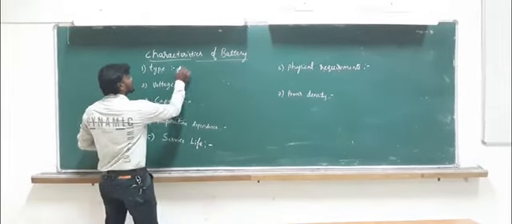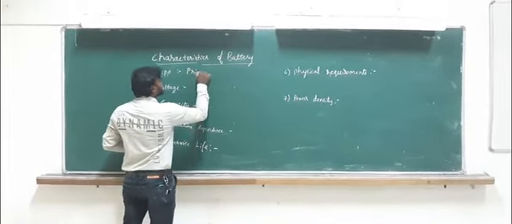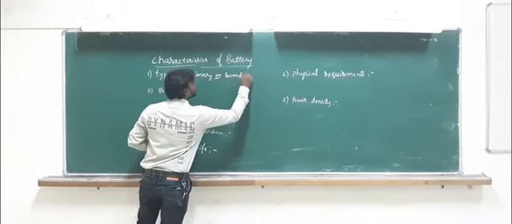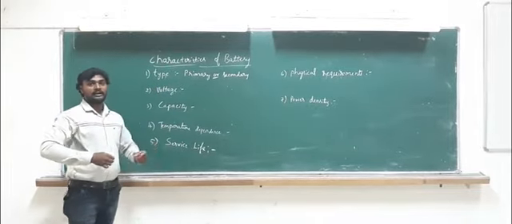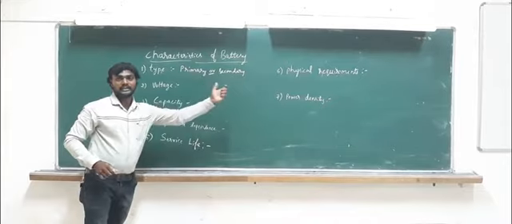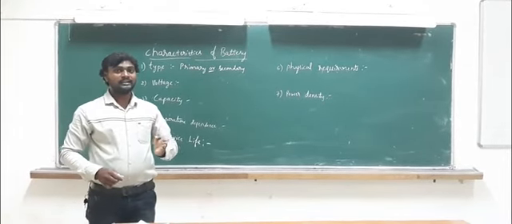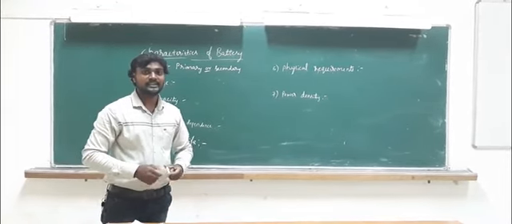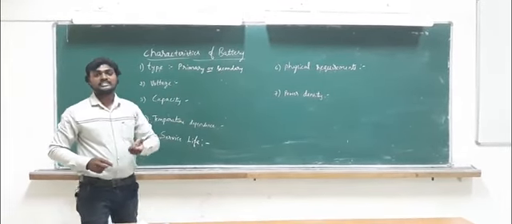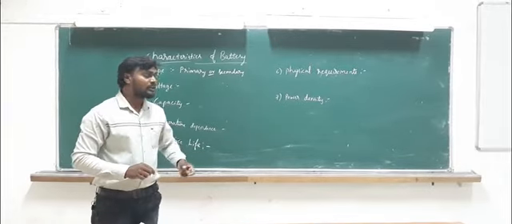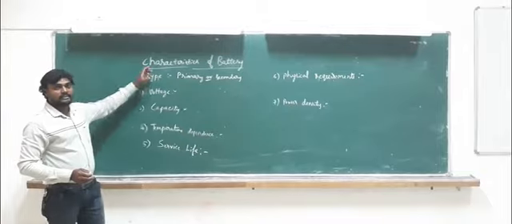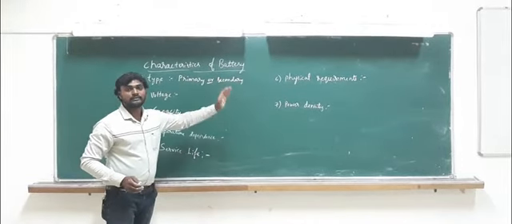First one is primary or secondary. We have to look at whether the battery we are taking is primary or secondary. We already know primary batteries are non-rechargeable, and their reactions are irreversible. But secondary batteries are rechargeable and reactions are reversible. So if you take any battery, we have to choose the type, whether primary or secondary. This is one of the characteristics.